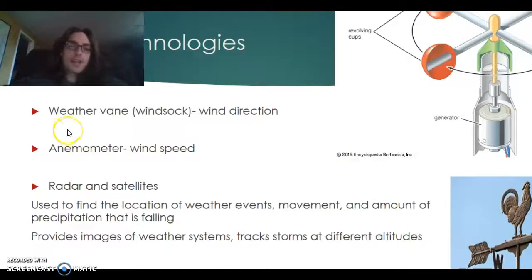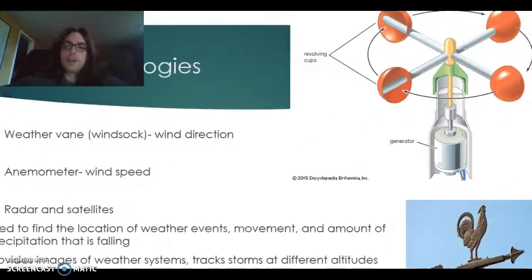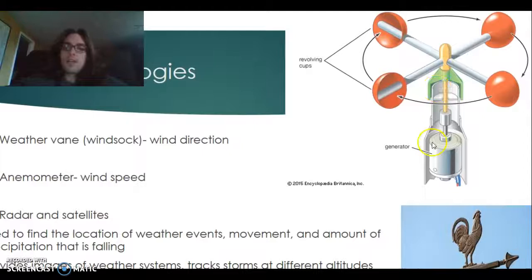And then we look at anemometers, which measure wind speed. And this up here in the corner is an anemometer. So it's got a little generator that generates electricity. So we know how much pressure or how much wind speed it takes for these revolutions to generate energy from this generator. So however much energy comes out of this generator is how fast the wind is going, because these cups catch the wind and they just spin and revolve and then turn this generator.